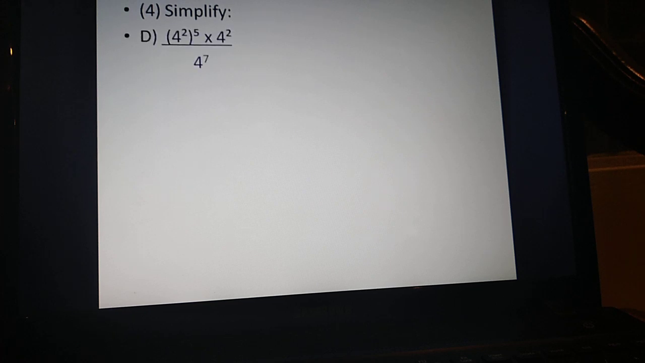Question 4. We're still in the same exercise. Now, in part D, we have a bit more complex question because we have multiplication and division at the same time, but no problem. If you work it step by step, it will be simple. First of all, you should deal with the numerator first.